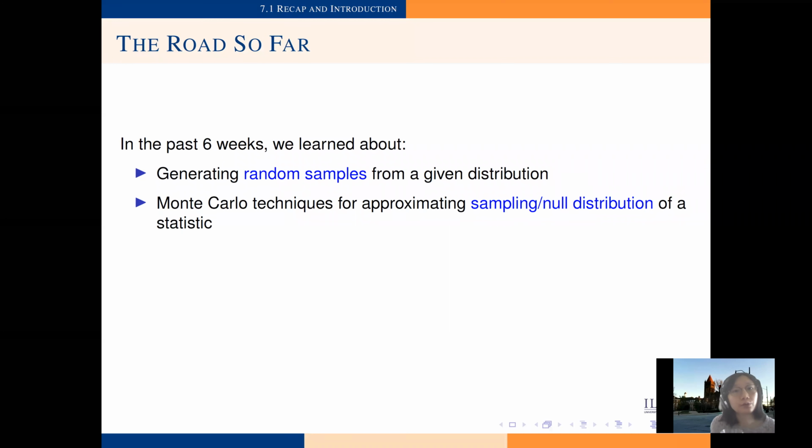Okay, so this week we're going to begin something new called resampling methods. Before introducing resampling methods, let's consider the road so far. In the past 6 weeks, we have learned about a few things.